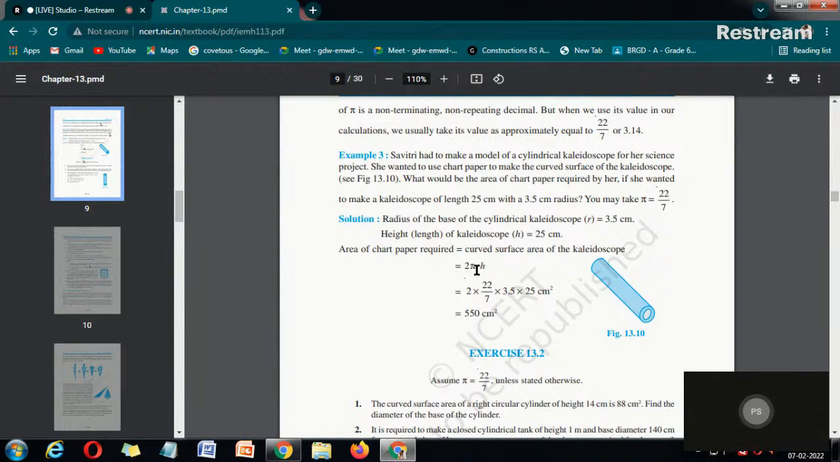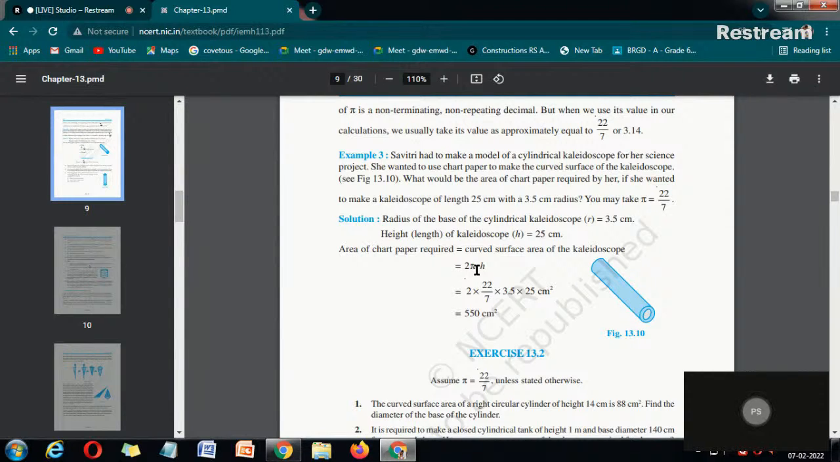Savitri had to make a model of a cylindrical kaleidoscope for her science project. She wanted to use chart paper to make the curved surface area of a kaleidoscope. What would be the chart paper required by her if she wanted to make the kaleidoscope? Length is 25 centimeter and radius is 3.5 centimeter. Here they have actually given directly, it is a curved surface area.